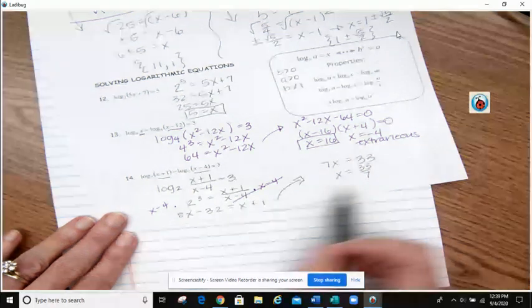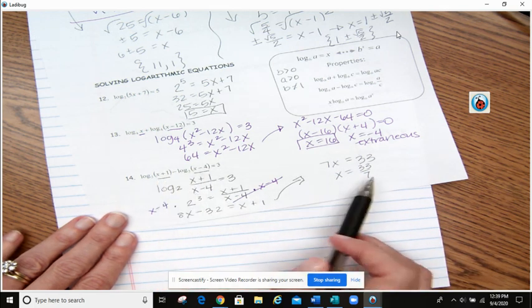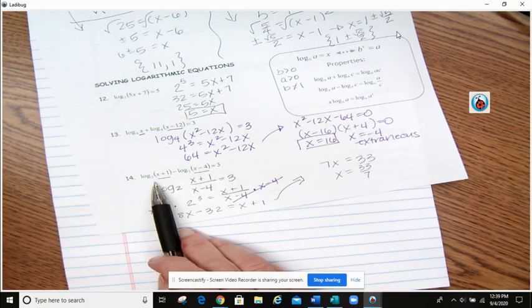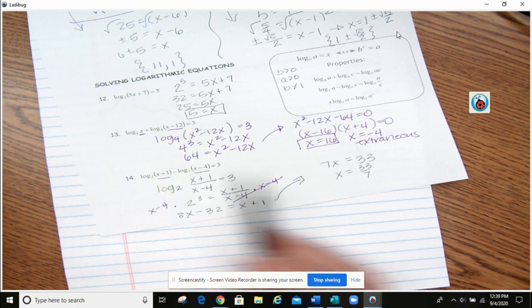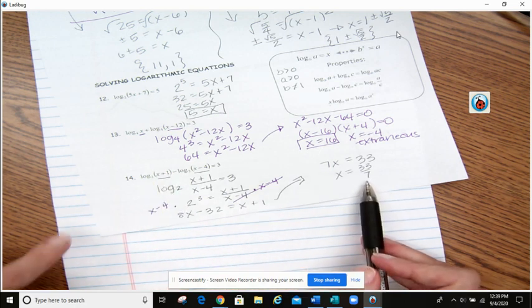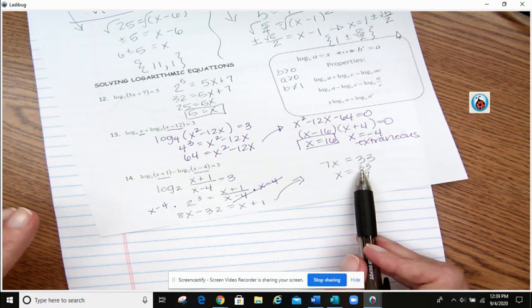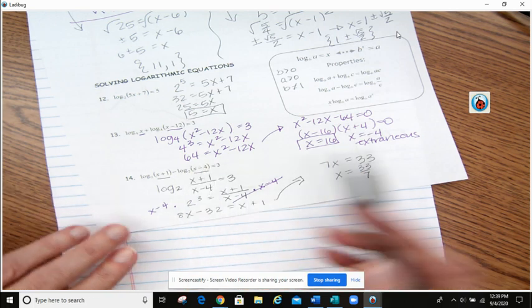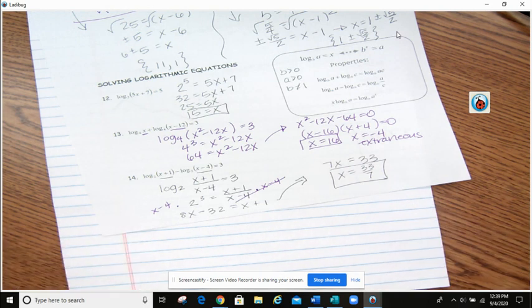There would be no problem plugging that into either of these logs. Obviously, if you add something to one, it's going to be positive. And this is bigger than 4. Okay, 7 goes into 33 more than 4 times. It doesn't quite go in 5, but it's a bigger number than 4. So you would still end up with a positive number here. So that also is not extraneous.